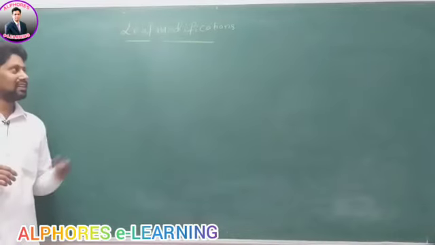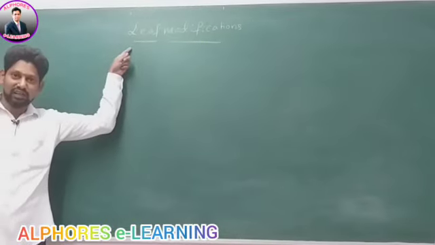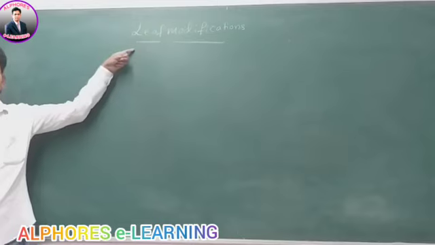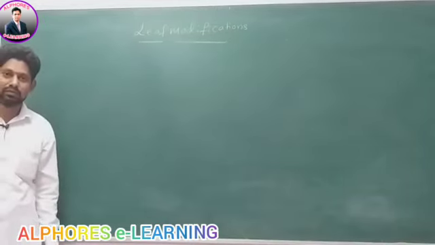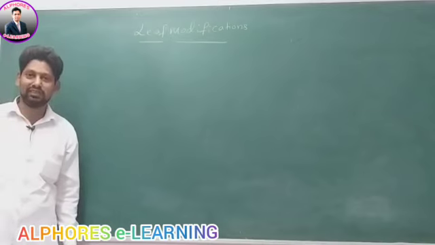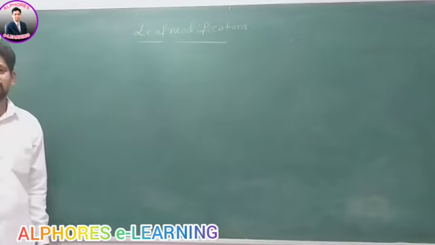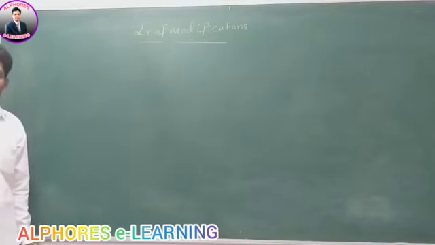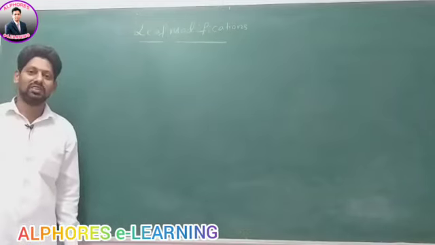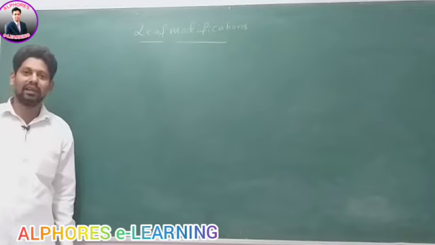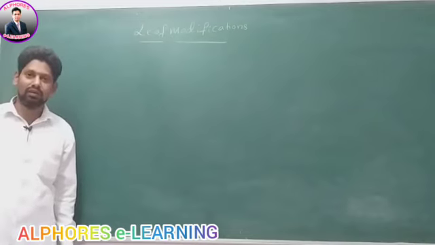Students, we are discussing leaf modifications, right? Leaf modifications are of various types. Number 1, leaf tendrils. Number 2, spines. Number 3, scale leaves. Number 4, phyllodes. Number 5, reproductive leaves. Number 6, trap leaves. Number 7, absorbing leaves. Yes or no?